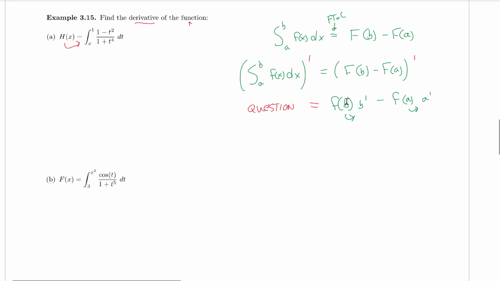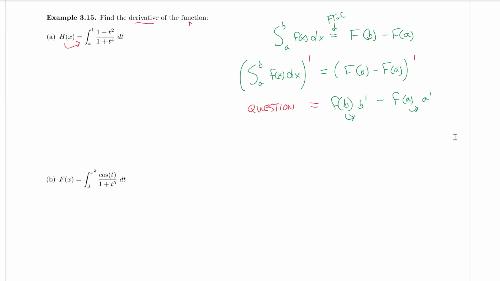Okay, so we're taking the original function that we are finding the integral of, and if we're going to take the derivative of that integral, we end up with that original function evaluated at the endpoints multiplied by the derivative of the endpoints. So how does that work out for example A?